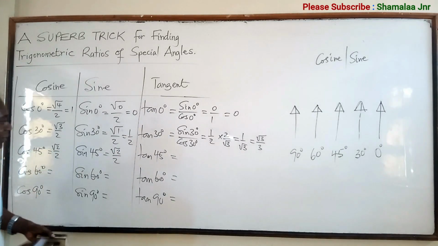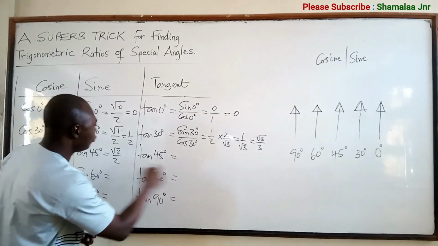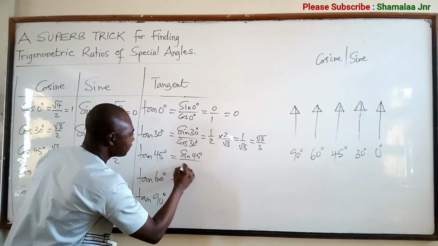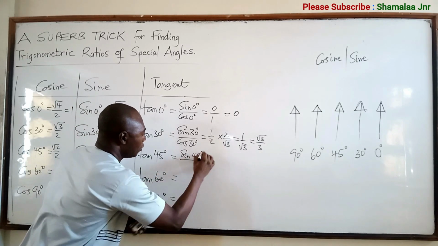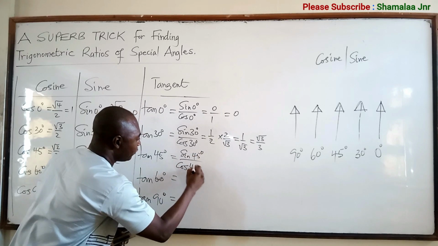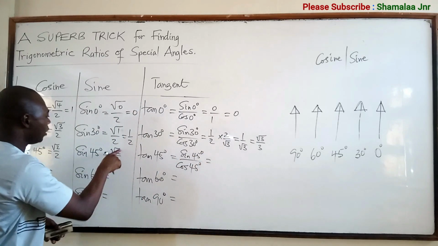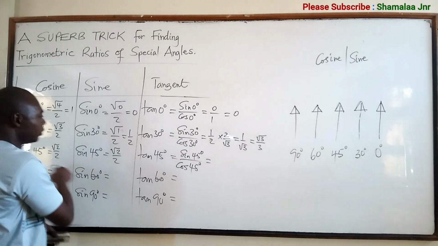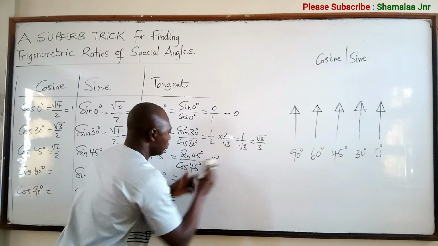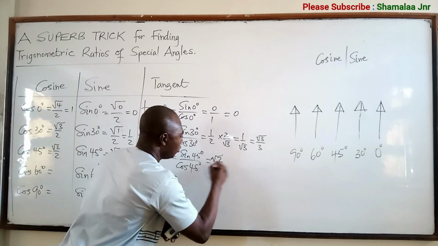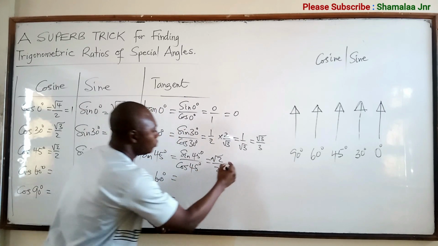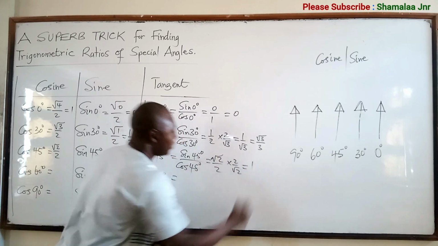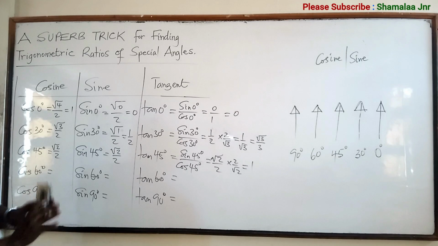So this means that tan 45 degrees will be equal to sine 45 degrees over cos 45 degrees, and this one will be square root of 2 over 2 divided by square root of 2 over 2, so that will be times 2 over square root of 2. This will cancel, so you have 1. So it means that tan 45 degrees is equal to 1.